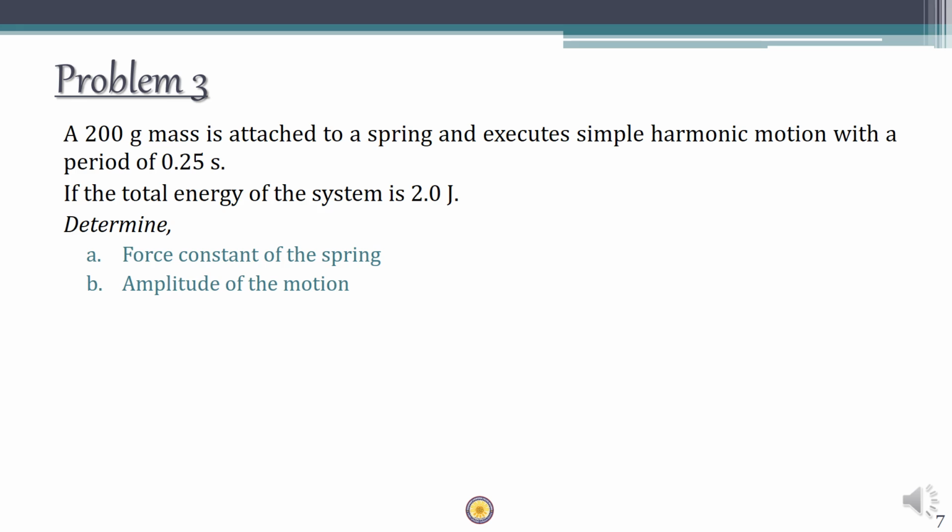So with relation to this, we have a question here. A 200-gram mass is attached to a spring and it executes simple harmonic motion with a time period of 0.25 seconds. So time period T is given. Mass is given. From this mass and time, you can find out omega, and from omega and mass, you can also find out the spring constant k. Also, you have to find out the amplitude of the motion, with the total energy given. Okay, so let's see how to do this.